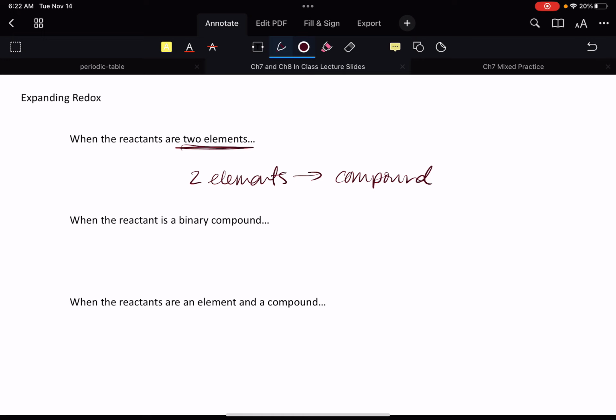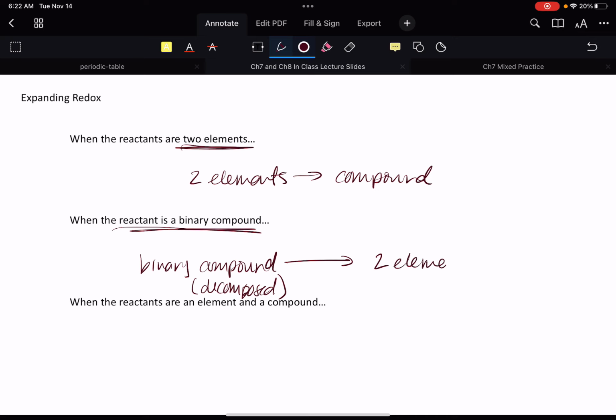Okay? Now, if the reactant is a binary compound, and what does binary compound mean again? Only two elements. And my question could say something like, this compound is decomposed, or broken down, or typically decomposed. But if it's a binary compound that is decomposed, it's going to give us, you guessed it, two elements. Because if it's only made of two elements, there's no other option. There's no switching, there's not another reactant. So all it's going to do is break down into its respective parts.